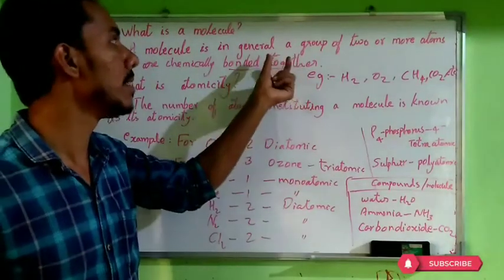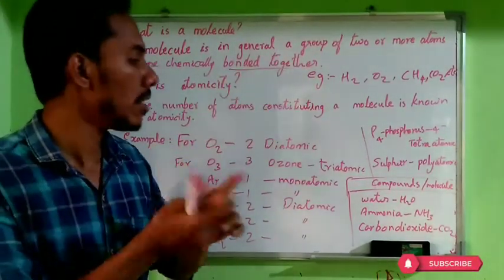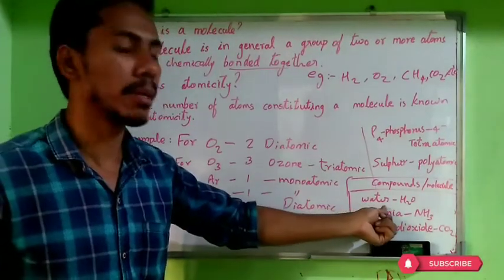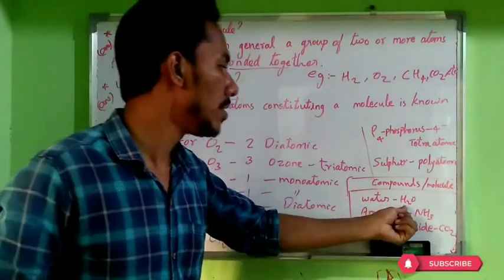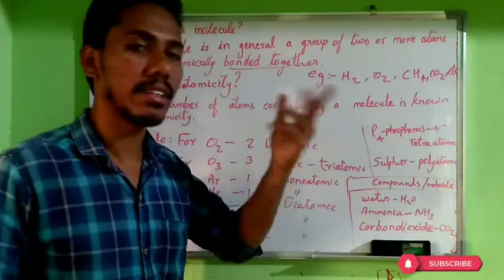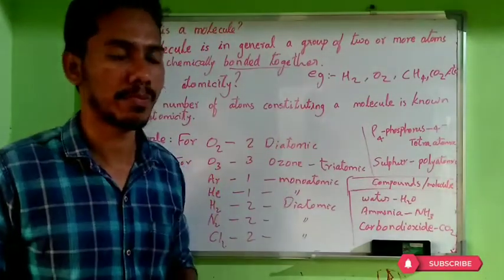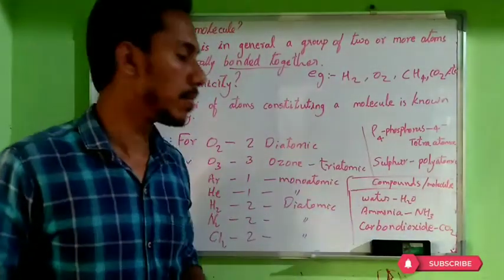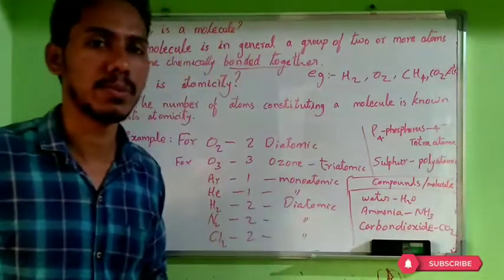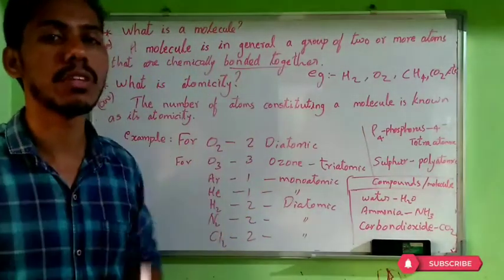Okay, so a molecule means a group of atoms. We can also find molecules from compounds. H is an atom, oxygen is another atom, H2O is a molecule, NH3 is a molecule, CO2 is a molecule. So a molecule means a group of atoms.